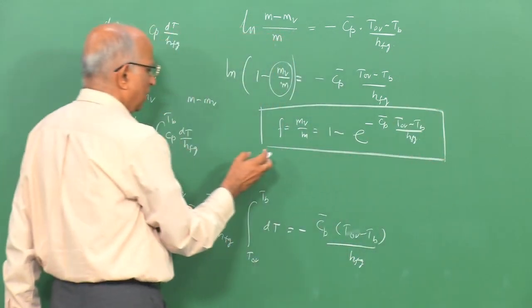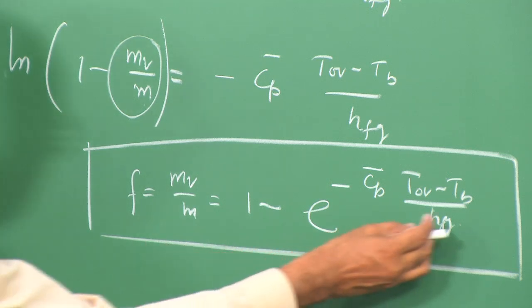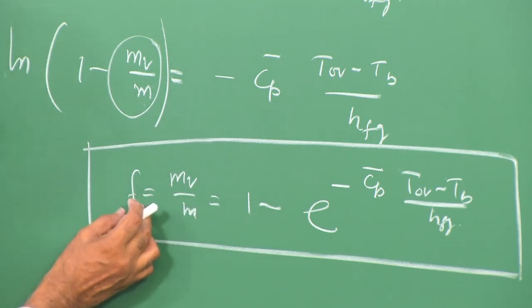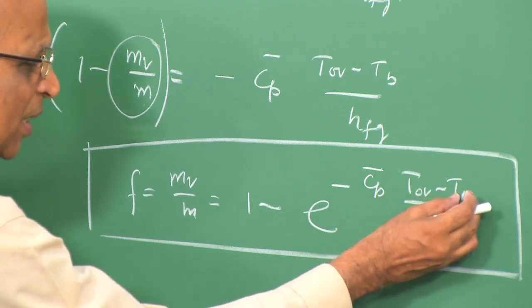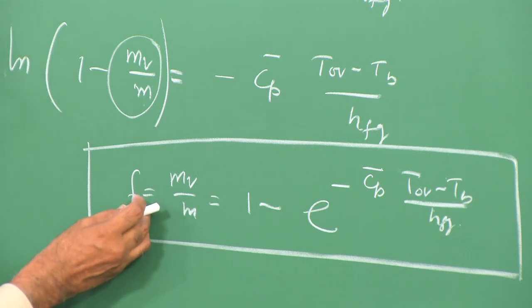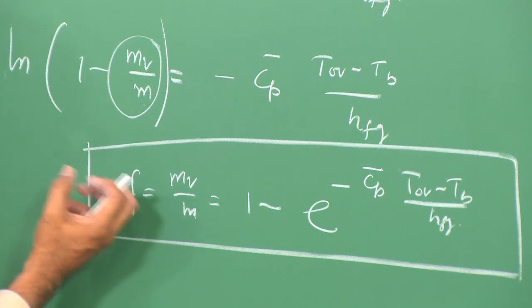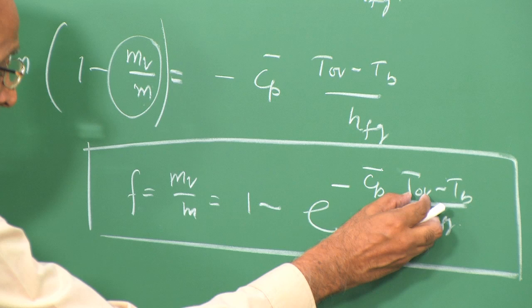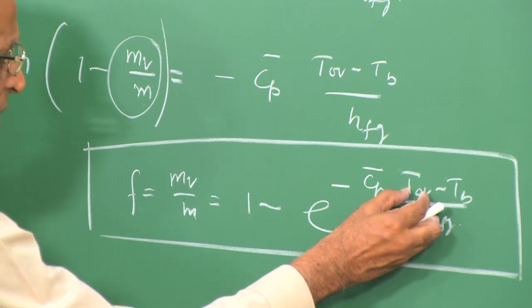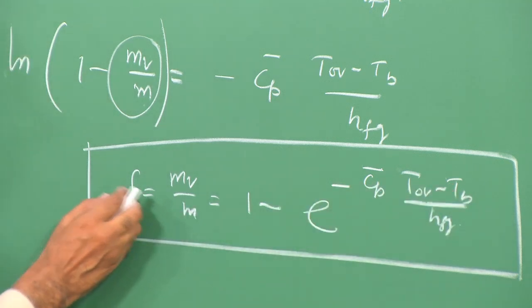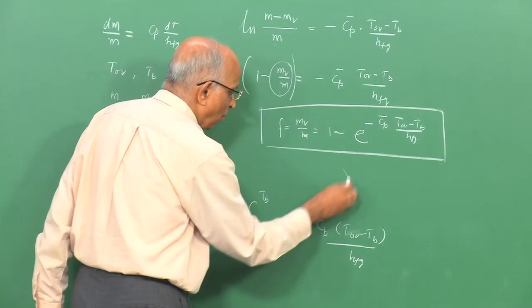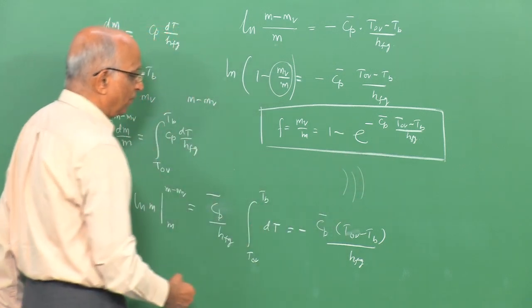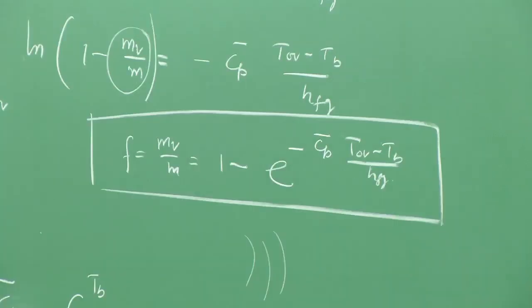Therefore, we find that if the value of the latent heat is very high, this becomes 0, so 1 minus 0, which means nothing gets evaporated. If the overheated temperature is very near the boiling temperature, not much evaporation takes place. So for flash vaporization to take place, the temperature to which the water or any liquid is locally overheated must be much higher than this, so that I generate a lot of vapor. Since this vapor has a larger volume and is in a confinement, it creates a higher pressure and therefore a blast wave. This is how we estimate the fraction F.